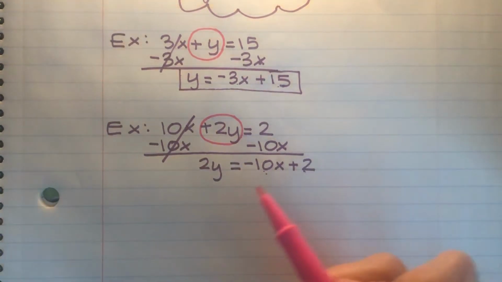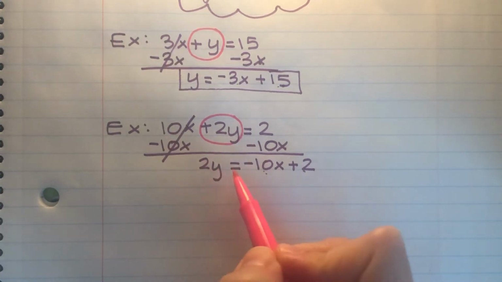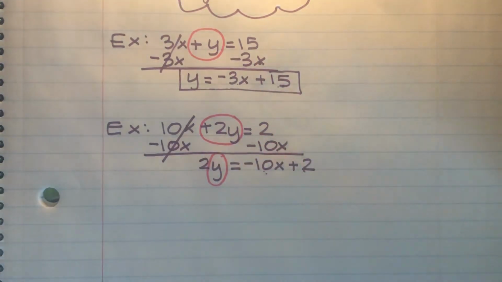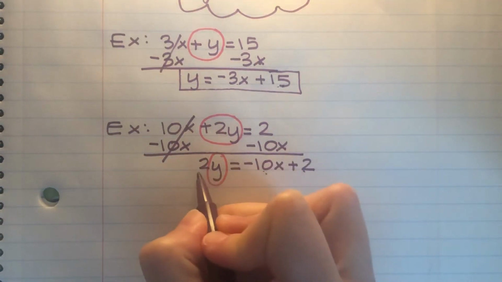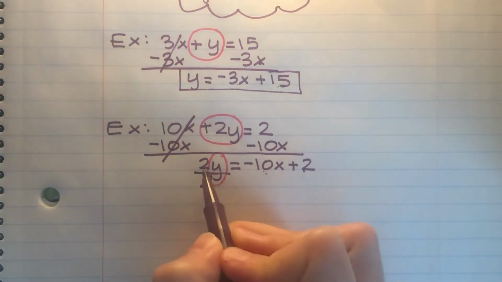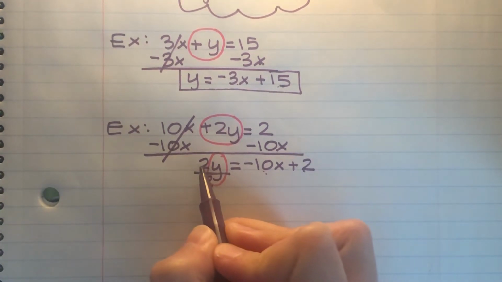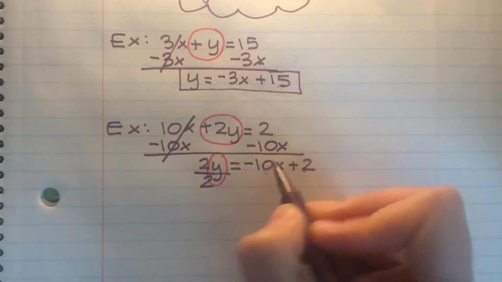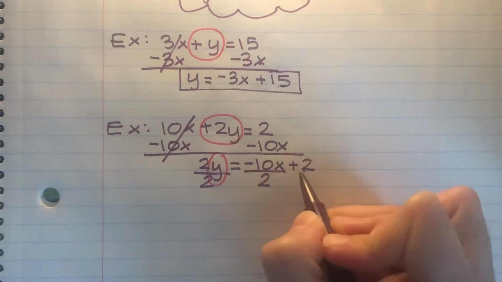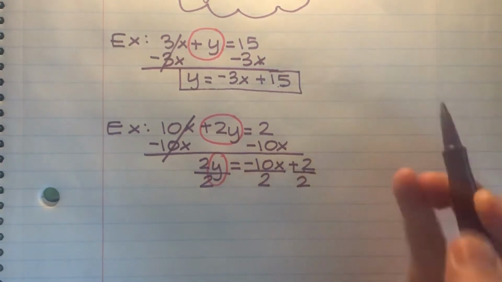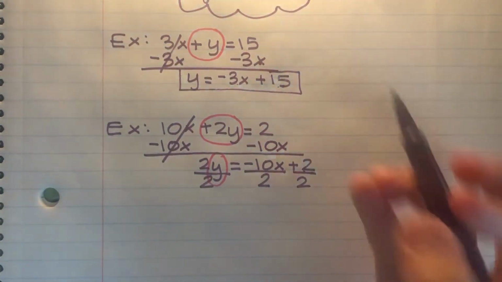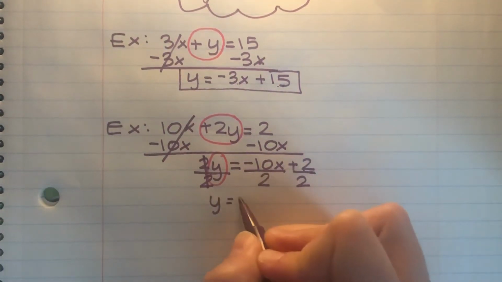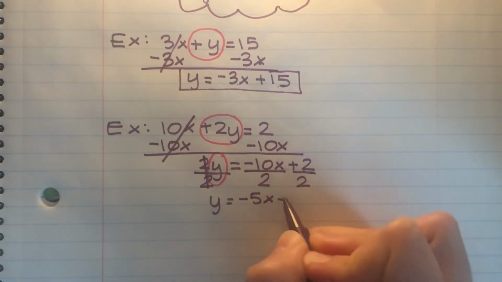All right, so we have one more step because we still don't have positive y by itself. So again, I want to isolate y, and I'm going to do this by dividing by 2. So here, originally 2 times y, we want to do the opposite of multiplication, which is division. And I want to do the same thing all the way across my equation, so I'm dividing each term by 2. My 2's cancel out, and I'm left with y equals negative 5x plus 1.